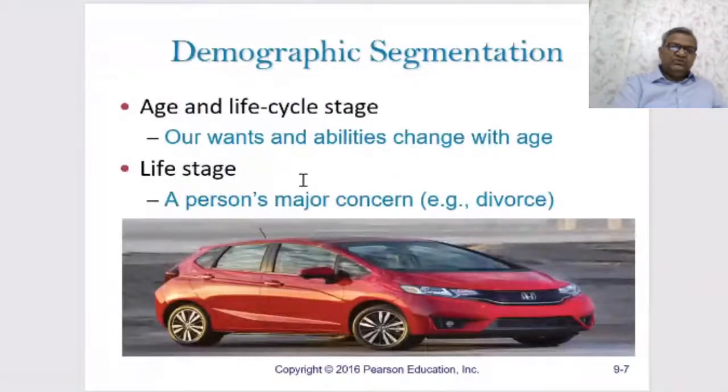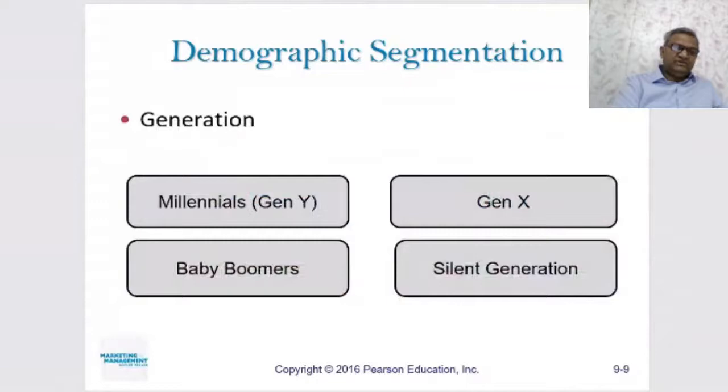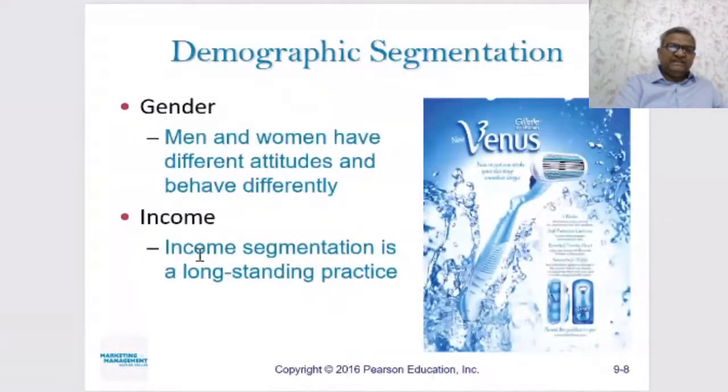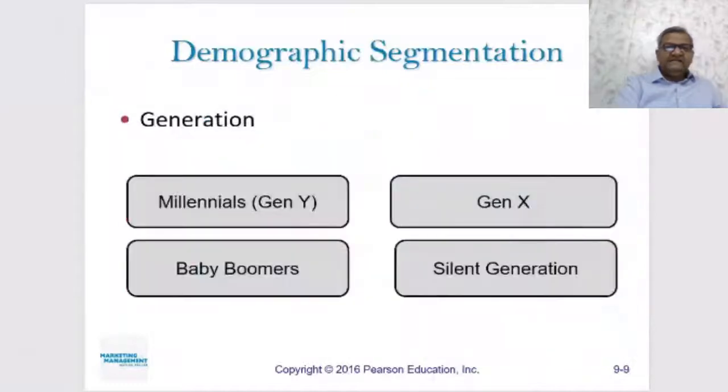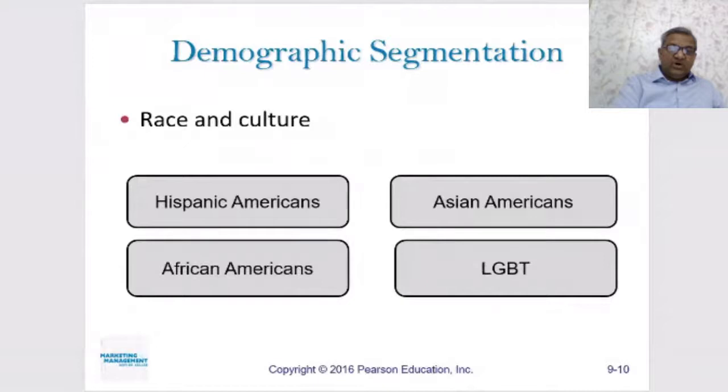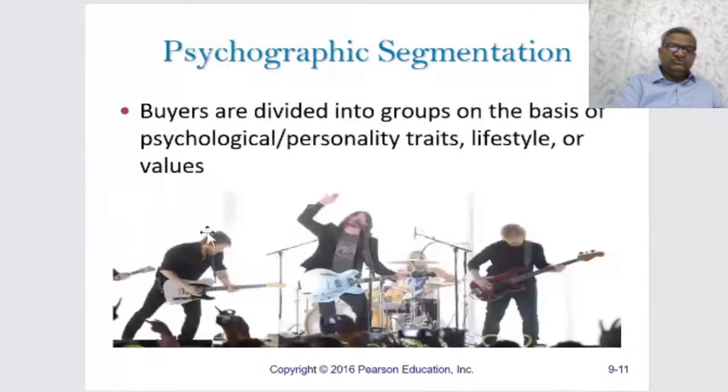We also looked into age and lifestyle stages, the life cycles. We looked into generations, where we saw gender and income, and the different generations that exist, as well as the different types of race and cultures that exist. And then we were into psychographic segmentation. So that's about it for the day.